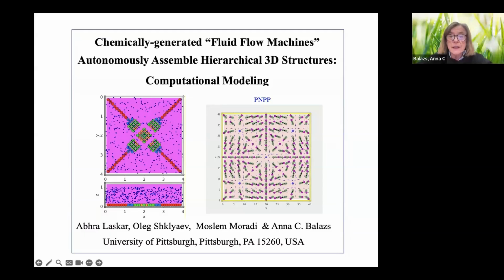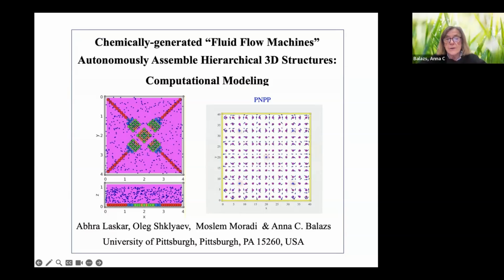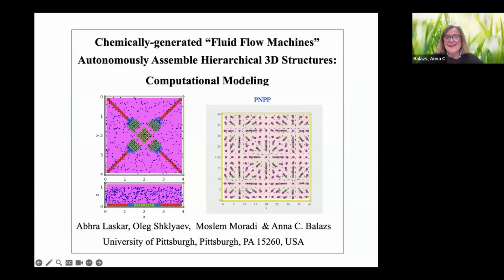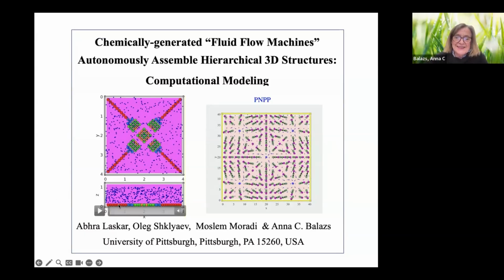I would like to talk to you today about chemically generated fluid flow machines and how you can use them to autonomously assemble hierarchical, these are hard words, hierarchical 3D structures, but they're written down so you can see this. And this is going to be a computer modeling talk. And yes, these are lovely examples of things that I'll show you.